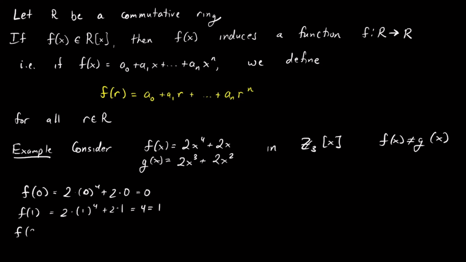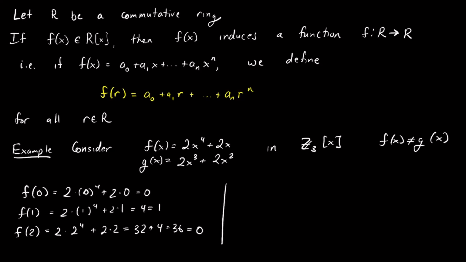And then I can look at f(2), and this one's a little bit trickier because the numbers get bigger, but it's 2 times 2 to the fourth plus 2 times 2. So this is going to be 32 plus 4, so it's 36. And I might notice that this is equal to 0 mod 3. Okay, so f(0) is 0, f(1) is 1, f(2) is 0.